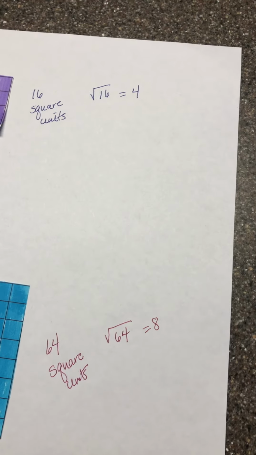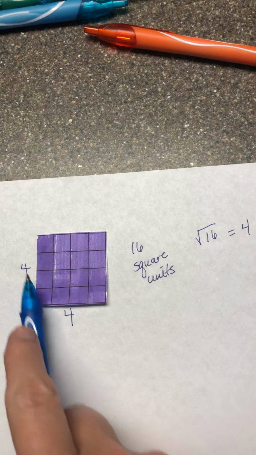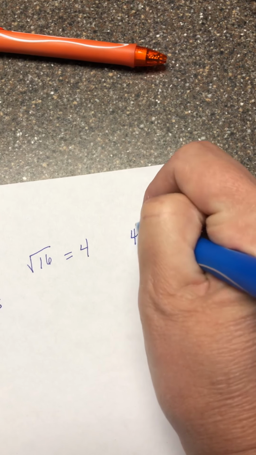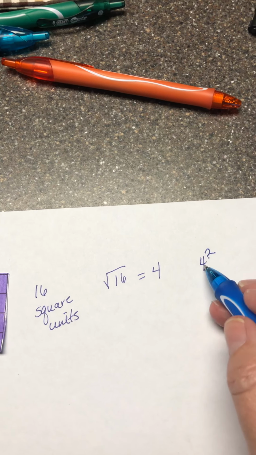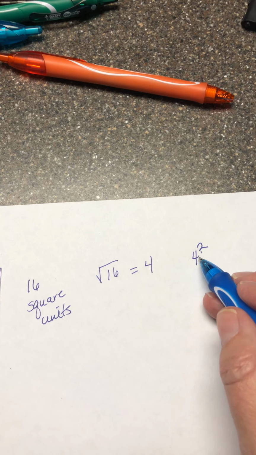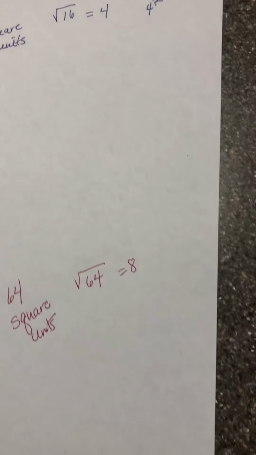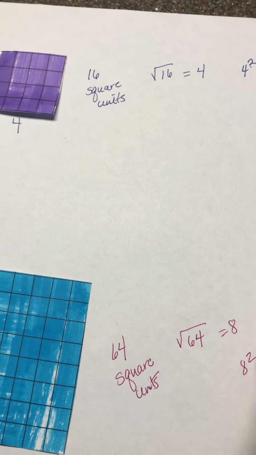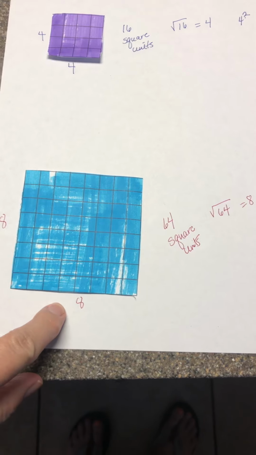Now, you can also write this exponentially. Let's go back up here. If we did 4 times 4, isn't that the same thing as saying 4 squared? That's why we call it squared, because when you multiply the same number by itself, you're going to get a perfect square. Look here at this one with 64. You have 8 squared. Why did you get 8 squared? Because you multiplied 8 times 8.